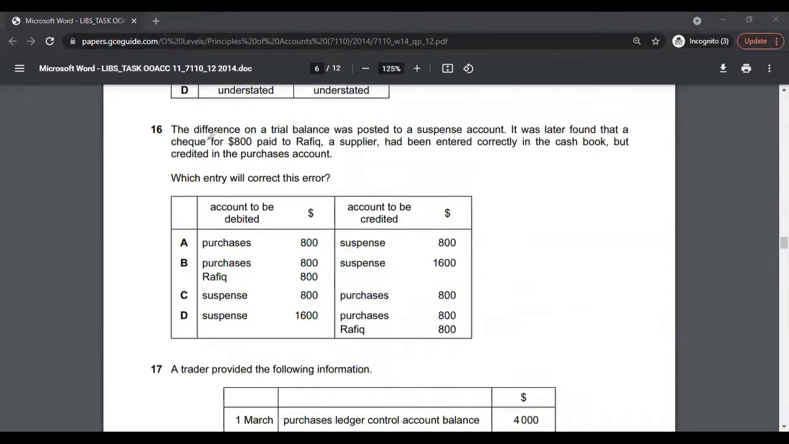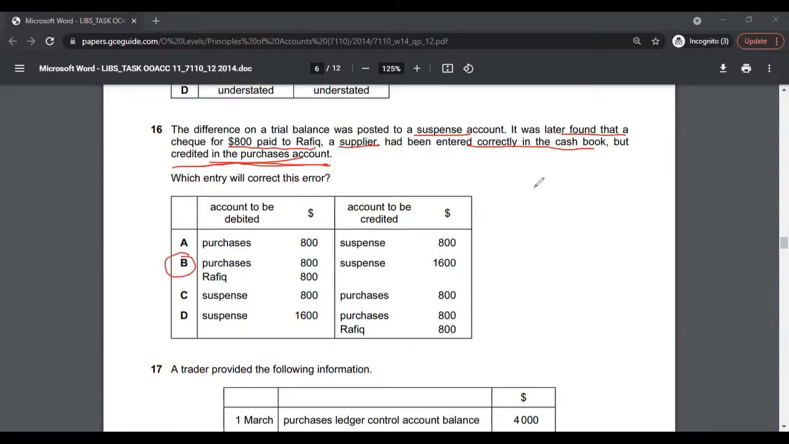Multiple choice 16. The difference on trial balance was posted to a suspense account. It was later found that a check for $800 paid to Rafiq, a supplier, had been entered correctly in the cash book, but credited in the purchases account. So which entry will correct this error? The entry that will correct this error is actually option B.